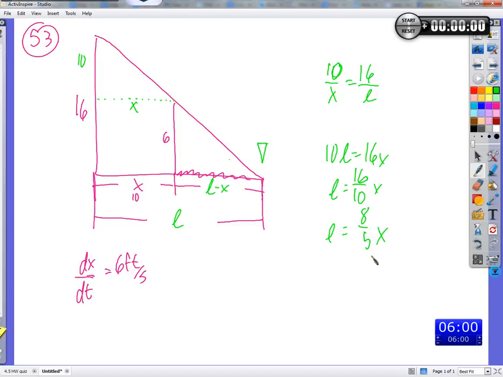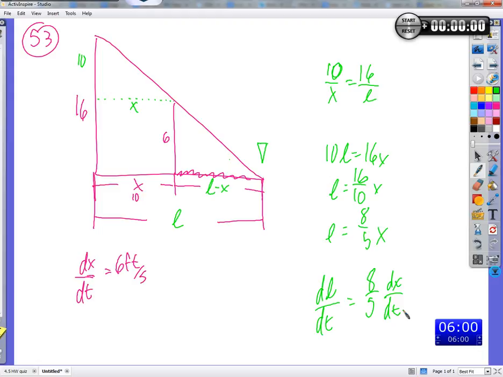And now we want to know how fast L is changing, so what do we do with this equation? Derivative. So dL/dt equals 8 fifths dx/dt. Plug in 6 feet per second, and we get 48 over 5 feet per second.